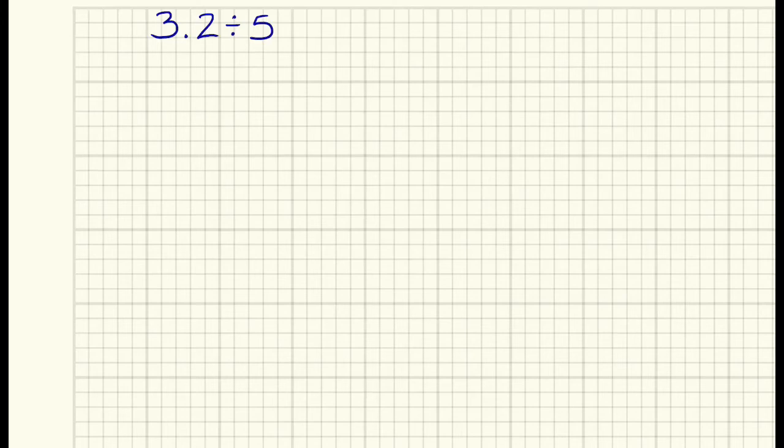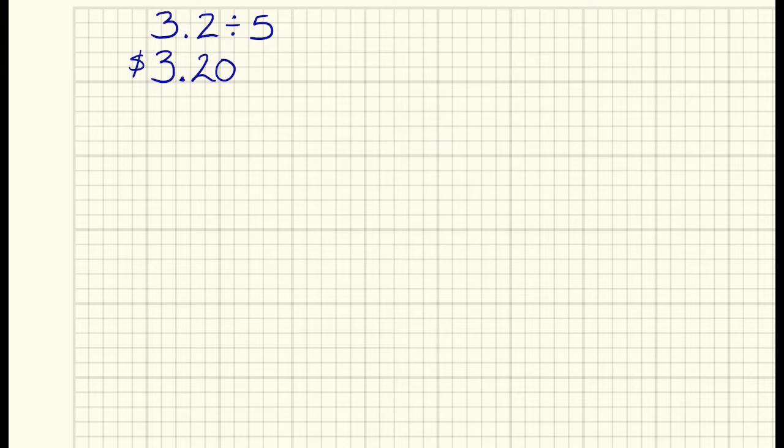Today I'm dividing a mixed decimal, so 3 and 2/10 divided by 5. One way to think about decimals is to think of it as money. So 3 and 2/10 could also be 3 and 20 hundredths, or $3.20. Now I'm dividing this by 5, so it's kind of like I'm sharing with 5 friends.